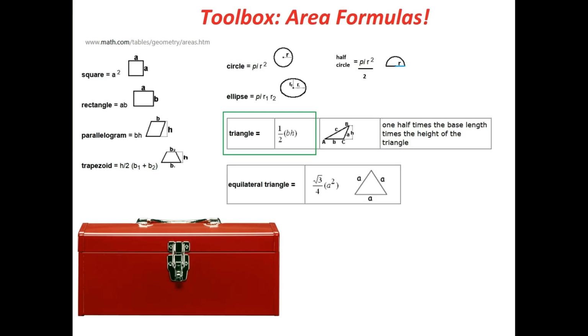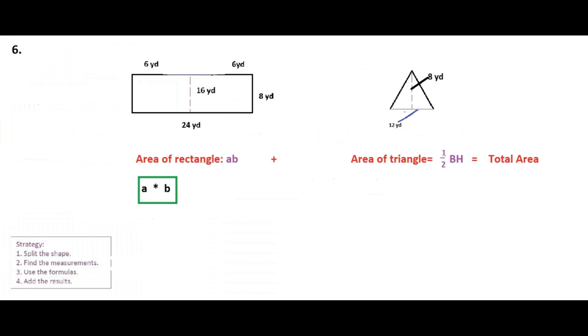And you'll notice that we can use our triangle. We can use that as our area for our triangle, 1/2 base times height. We can also use the area for a rectangle. And that's just A times B, or length times width. So if we go back to our shape, we have A times B, and that's 24 times 8. So we don't need the 6 and the 6 and the 16 yard. We don't need any of that. We just need the length of our rectangle, 24, times the height of that rectangle, 8, to figure out that total area. And that's 192.